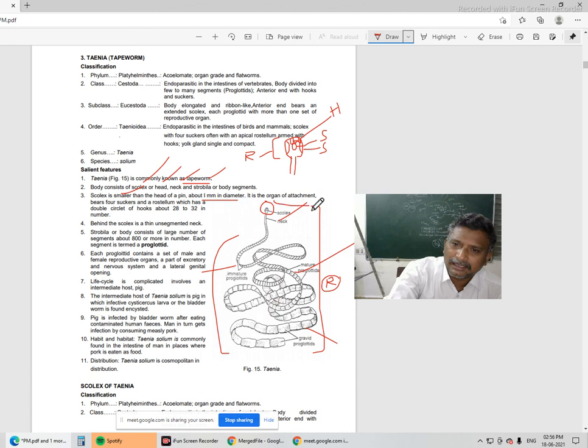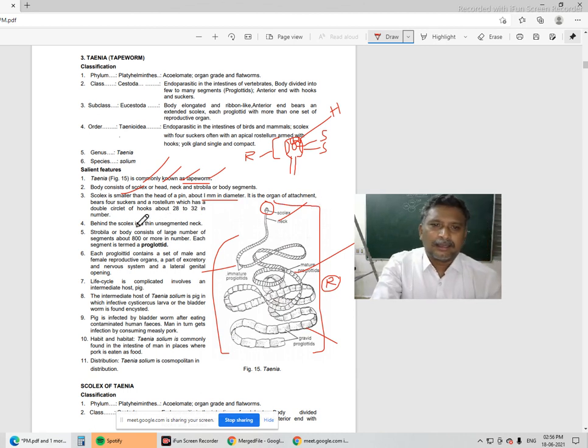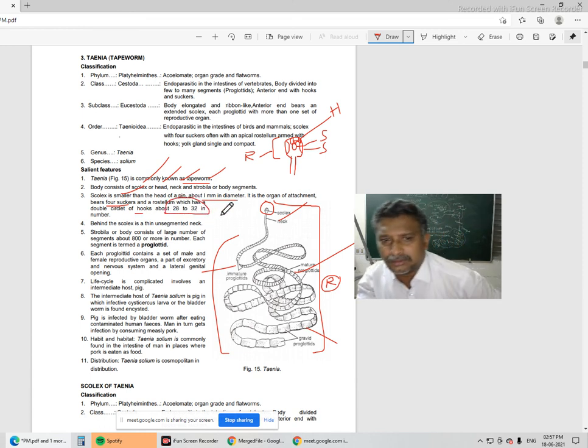It is the organ of attachment, holding organ, and bears 4 suckers. 1, 2, 3, and in another direction one more sucker is there. 4 suckers are there. Hooks nearly 28 to 32, arranged in 2 rows. One row has 14 to 16, hence 28 to 32 hooks in total.